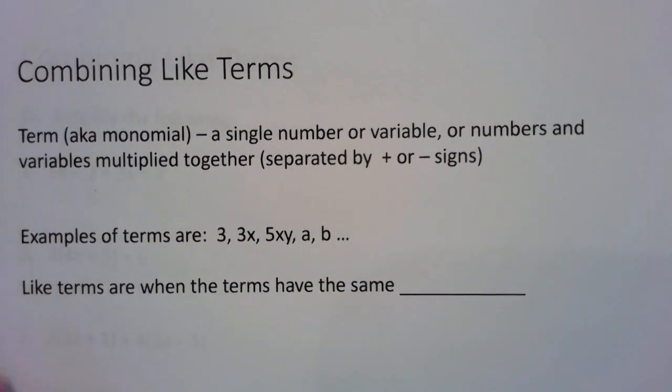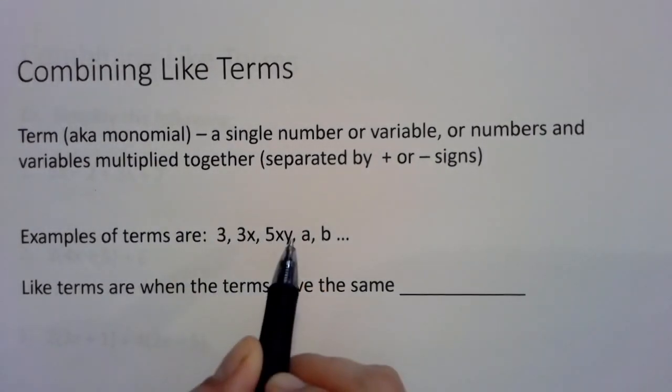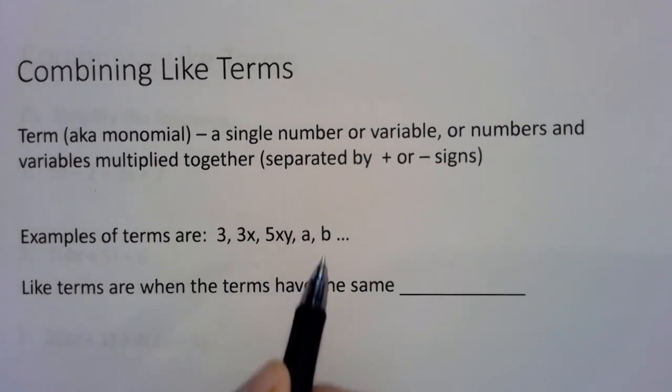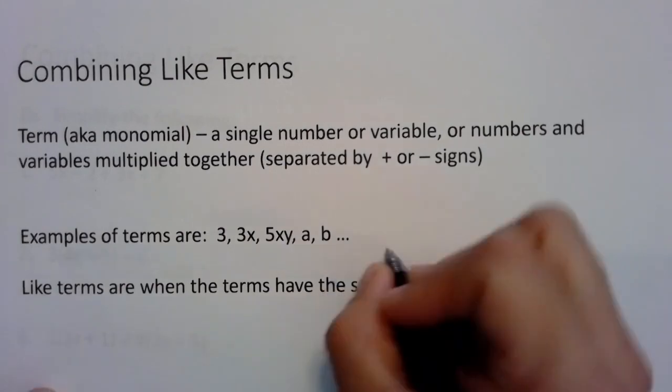Now let's talk about combining like terms. What is a term? It's a monomial, which is a single number, or numbers and variables multiplied together, separated by plus or minus. Some examples of terms, monomials, are 3, 3x, 5xy, a or b, and like terms are when the terms have the same variable.